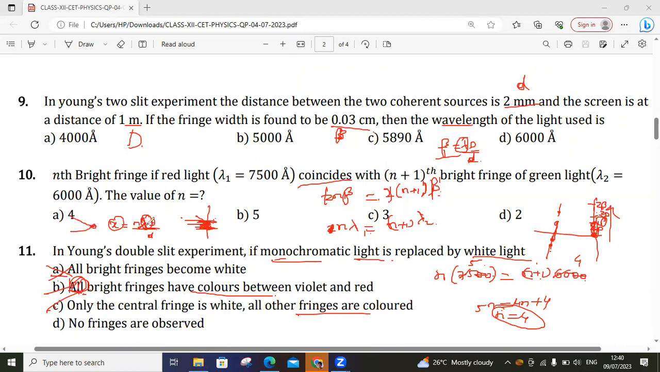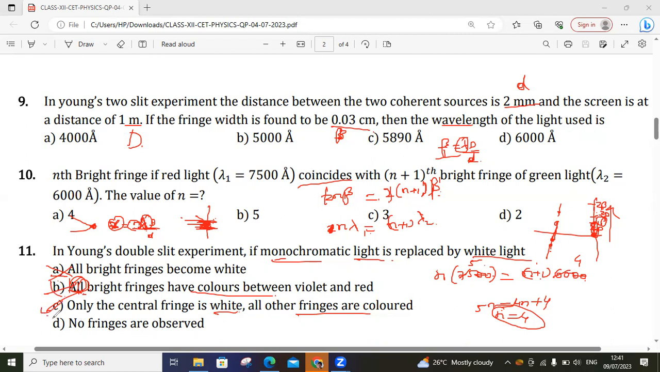All other x will be different because they depend on lambda. But for the central bright fringe, x_n is equal to 0. So whatever lambda it is, they all will form the central fringe there only. So at the central fringe they mix. When they mix, VIBGYOR mixes, it becomes white light, and so all the other fringes are colored. So option C is correct.